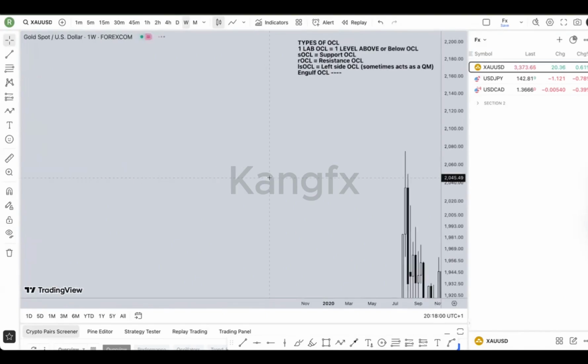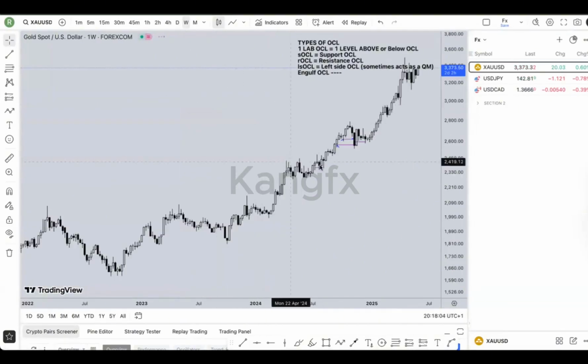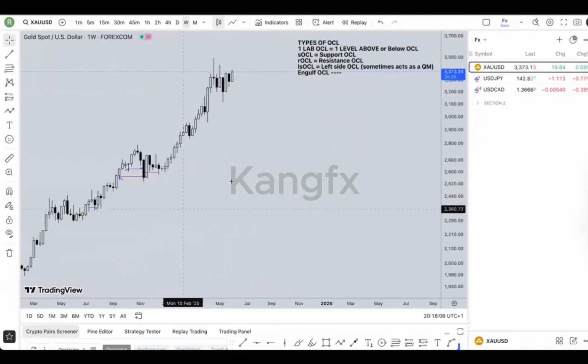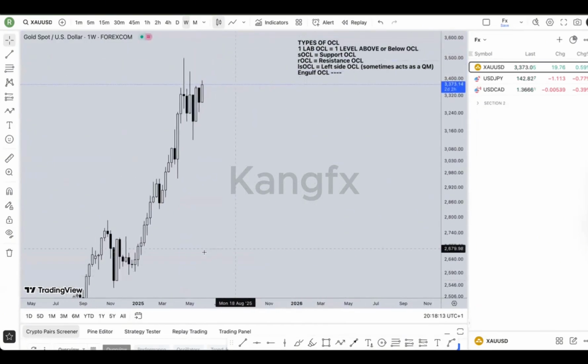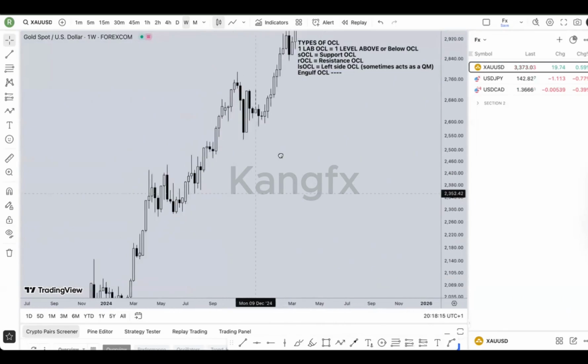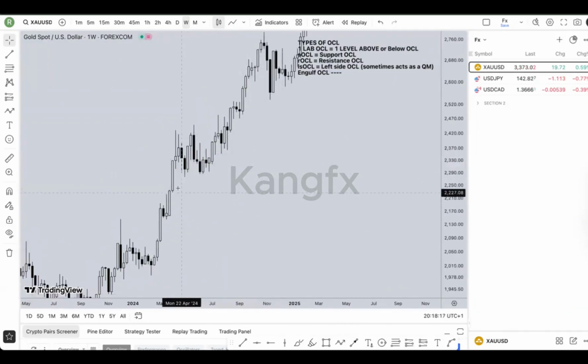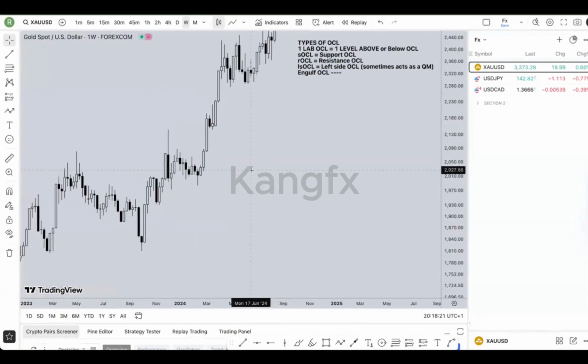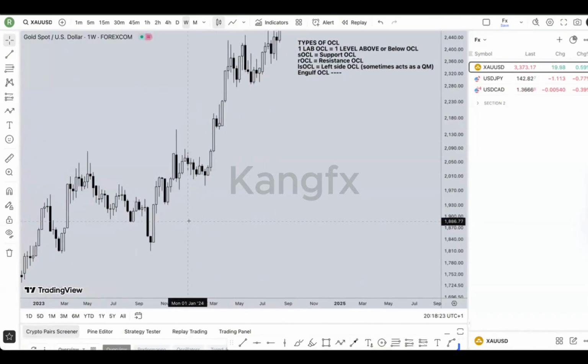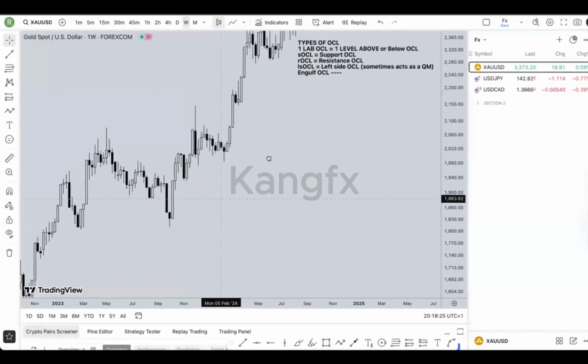LSOCL is more powerful when you're using it on weekly time frame. That's when LSOCL, weekly and daily time frame, is very powerful. We don't even use OCLs on lower time frames like from 4 hour. The only time frames where we use OCL are monthly, weekly, and daily. We don't use OCLs on 4 hour. From 4 hour down, we don't use OCL.